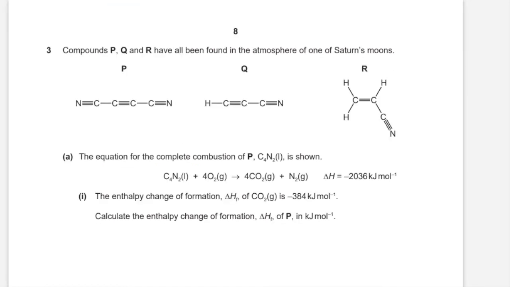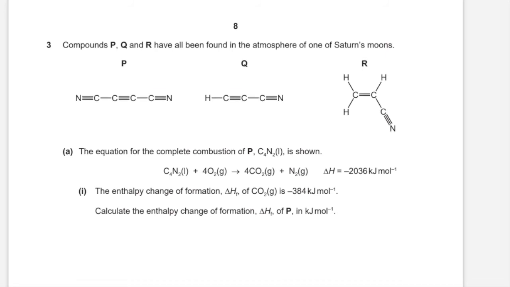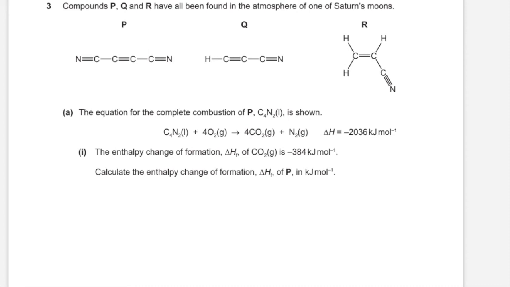Three compounds P, Q, and R have all been found in the atmosphere of one of Saturn's moons. The equation for the complete combustion of P is shown. The enthalpy change of formation of carbon dioxide is negative 384 kilojoule per mole. Calculate the enthalpy change of formation of P in kilojoule per mole. Here you need to draw the Hess cycle.